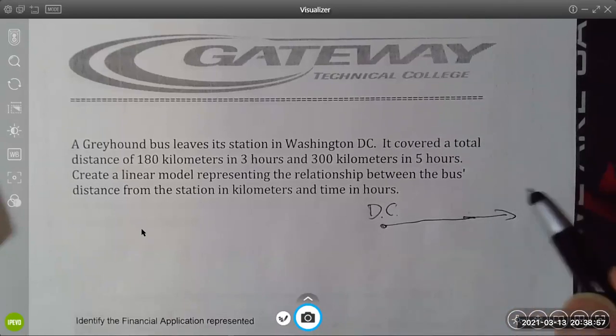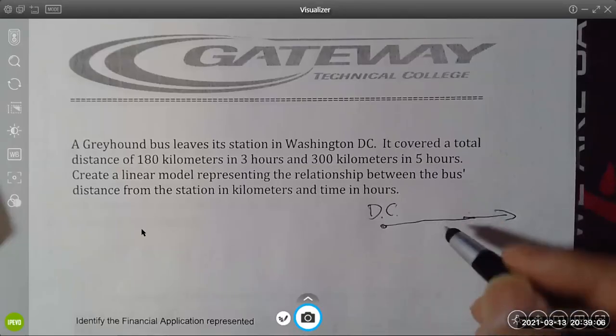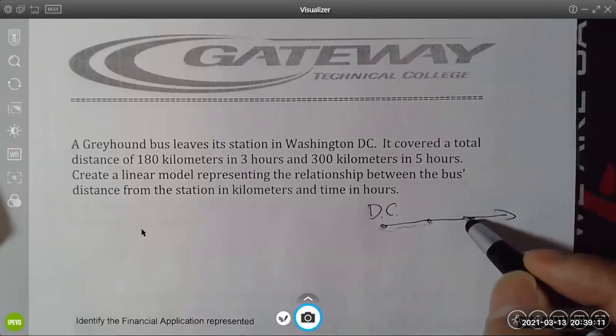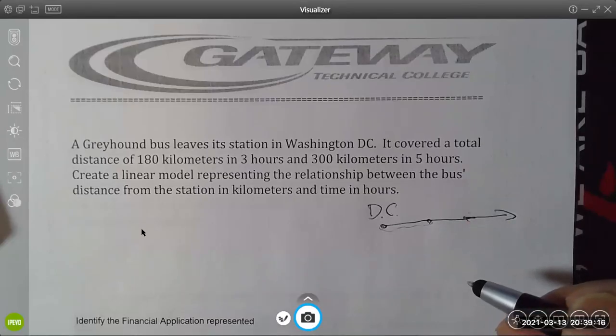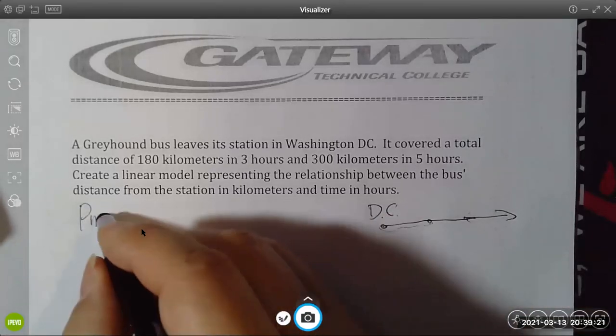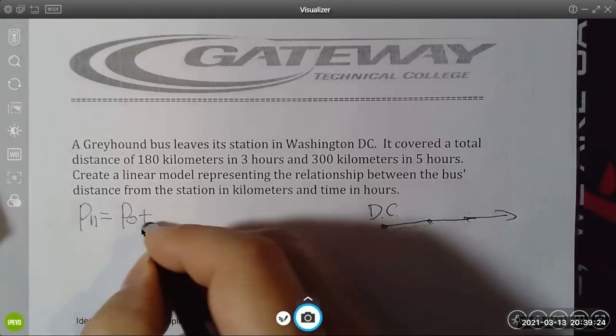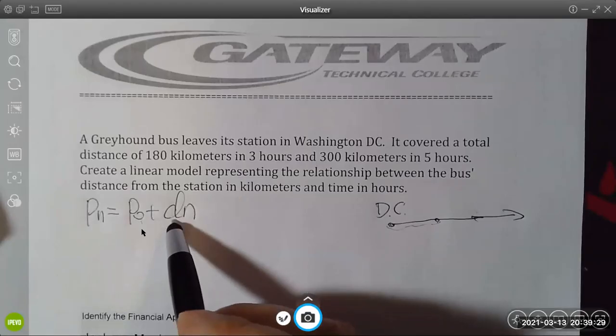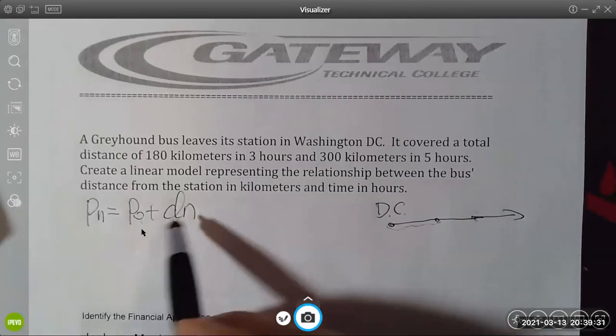And basically it just tells us 180 kilometers in 3 hours, 300 kilometers in 5 hours, just 2 data points. Something like that. We need to create a linear model. They already tell us it's a linear model. So we're going to have Pn equals P0 plus Dn. All we need to determine is P0 and D again. N is the input, Pn the output, which never changes.